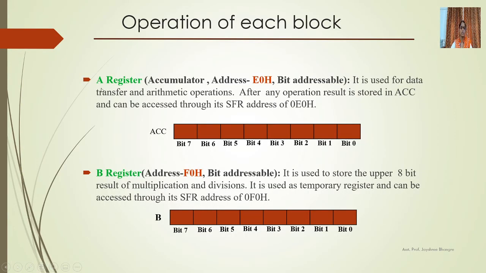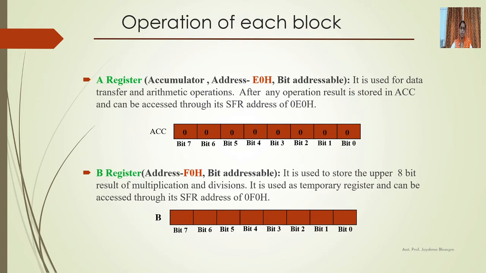So the first special function register is the A register, that is called the accumulator. It is an 8-bit wide register which is bit addressable, whose address is E0H. Mainly this register is used to transfer data, and this is used in arithmetic and logical operations. After any operation, the result is stored into the accumulator, and that can be accessed through its SFR address, that is E0H.